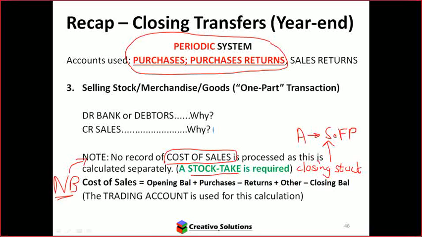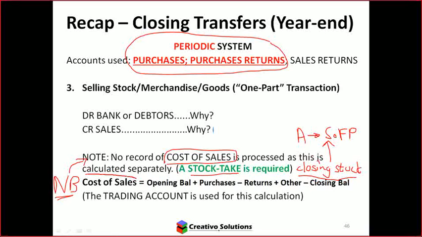Remember, we said this particular module is all about disclosure. So yes, you might know what the periodic system is, what the stock take means, and how to calculate cost of sales. But that's all well and good. To get your marks in the exam, you need to know where to put all the information. So where do I put the closing stock? The closing stock goes to the statement of financial position.